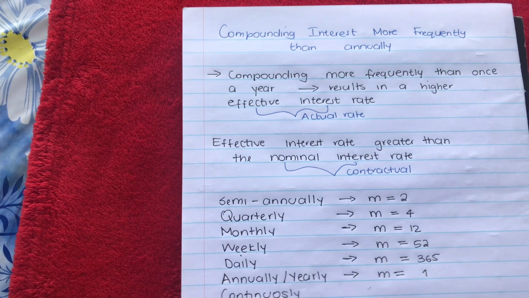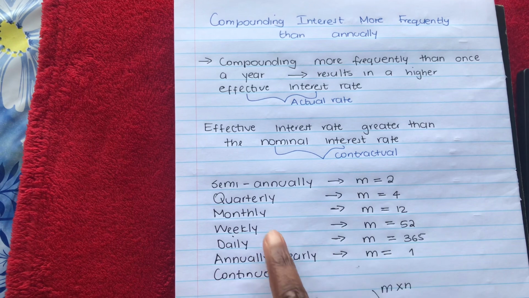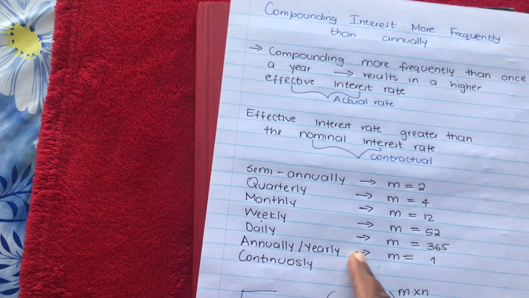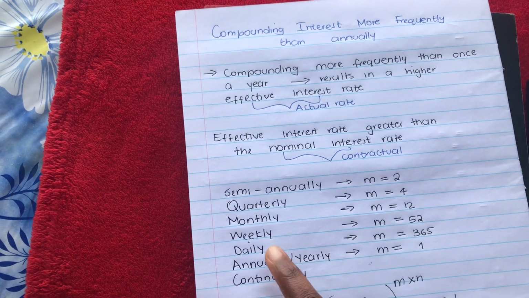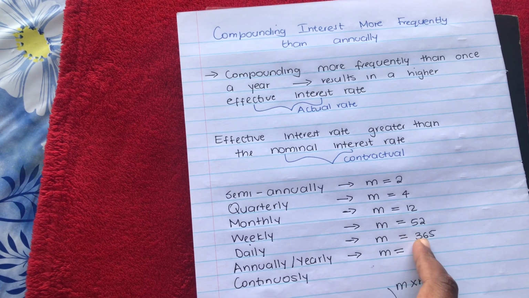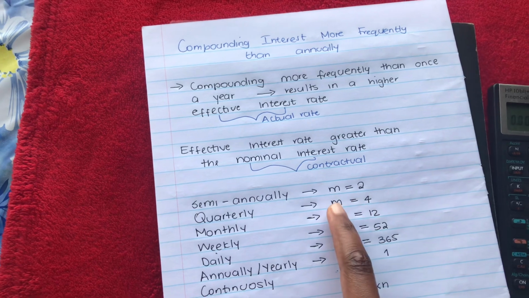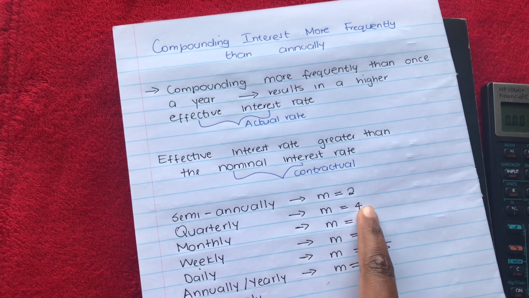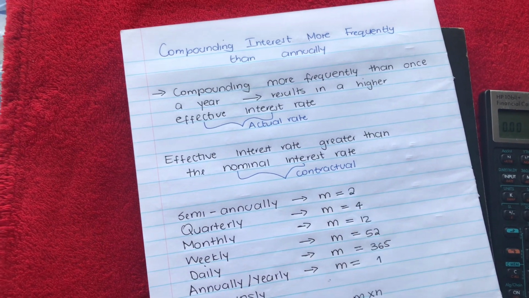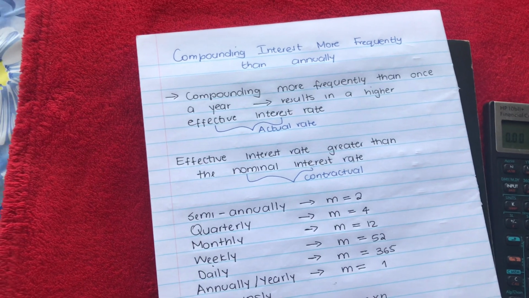You can compound it annually, which is what we've been dealing with. You can compound it daily, which is 365. You can compound it weekly, which is 52. You can compound it monthly, which is 12. You can compound it quarterly, which is 4. You can compound it semi-annually, which is 2.